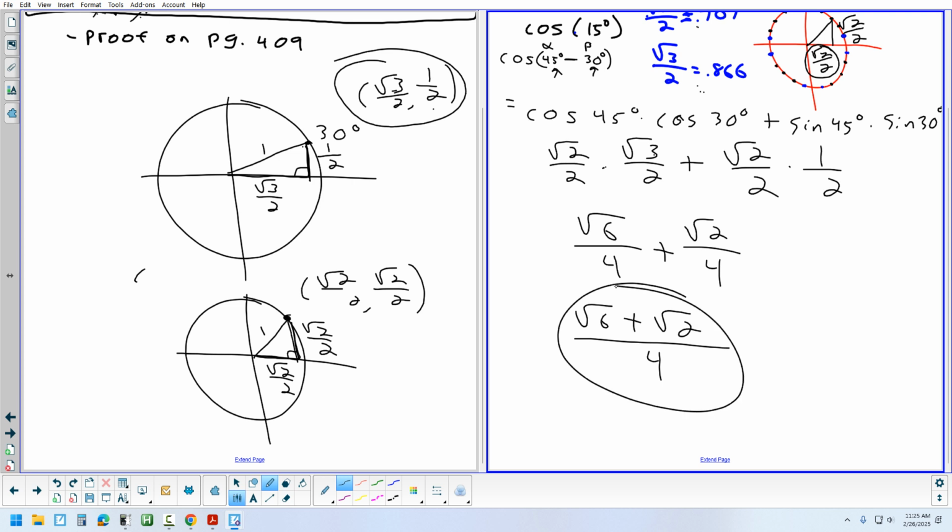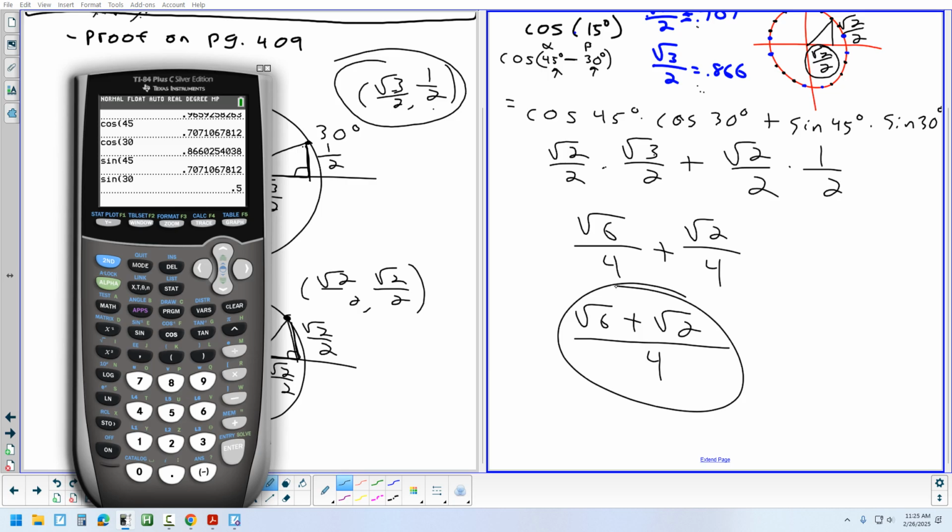That should be the cosine of 15. Let's check. So that's the cosine of 15 if you type it in as a decimal. Now let's try square root 6 plus square root 2 divided by 4. Yep. That's the exact answer. Whether you're working with any multiple of 15, it always kind of comes out to something like that. Root 6 plus root 2 over 4, root 6 minus root 2, negative root 6 minus root 2. But it all has a root 6 and a root 2 and a 4 in the bottom.